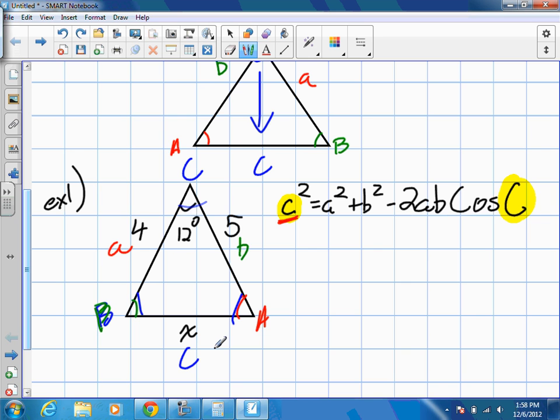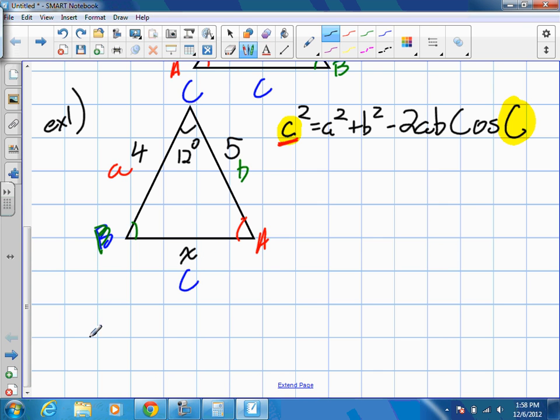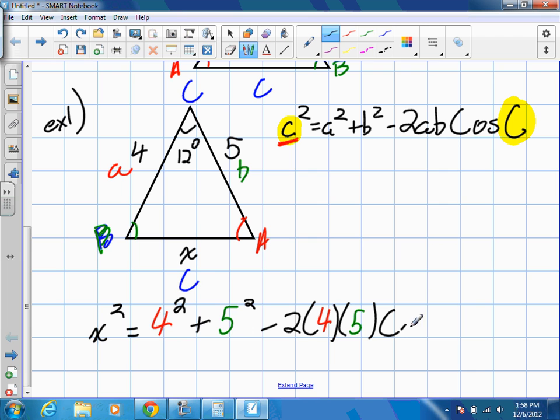If you were to try to set up sine law, you would notice that we wouldn't have enough information to solve this. So let's go about actually plugging this into the formula. So our C is going to be called X. So we have X squared is equal to, A in this case is 4 squared, plus B in this case is 5 squared. Subtract 2 multiplied by A, which is 4, multiplied by B, which is 5, times cos of angle C. Angle C is 12 degrees.